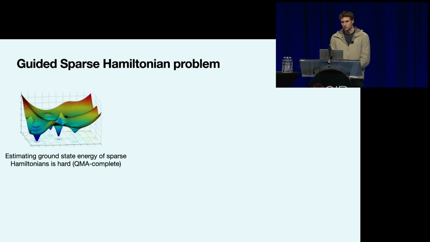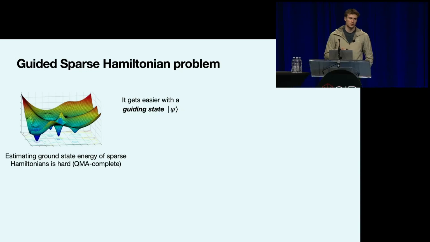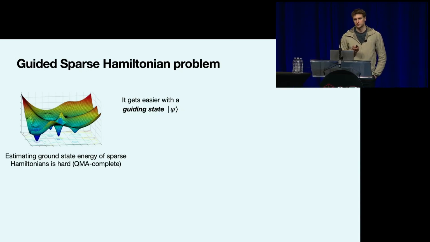And this is a very general problem. It's a very hard problem. It's the canonical QMA complete problem. So you don't expect to solve this efficiently on a quantum computer. But there is a way to make this problem much easier, which is if someone gives you a guiding state that has very good overlap with the ground state whose energy you're trying to estimate.